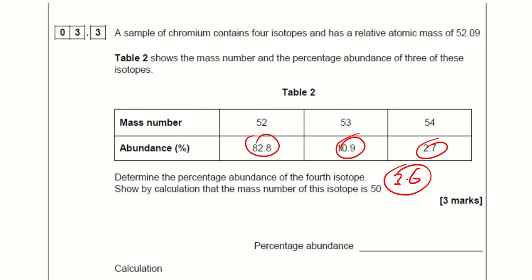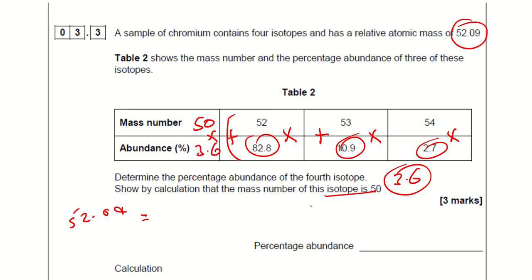Then we had to show by calculating that this mass is actually 50. Right, so it tells us up here that the atomic mass is 52.09, yeah? So 52.09 will equal, I'm not going to write all this out, the 52 multiplied by the 82.8 plus the 53 multiplied by 10.9 plus the 54 multiplied by 2.7, okay? Show that the calculation of this isotope is 50. Well, therefore we also add to that 50 multiplied by 3.6. Okay, so that plus that plus that plus that, and all of that you had to show is equal to 52.09. And if you did that calculation, you got your other 2 marks.